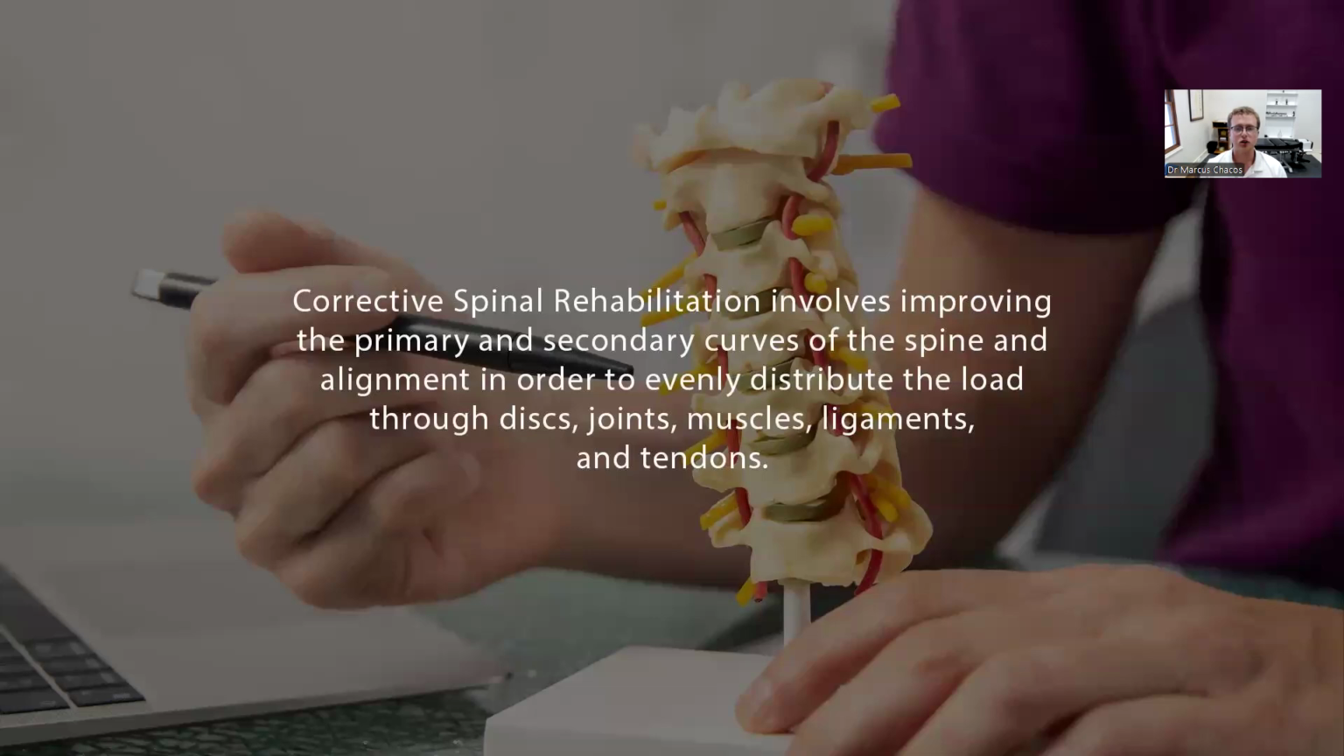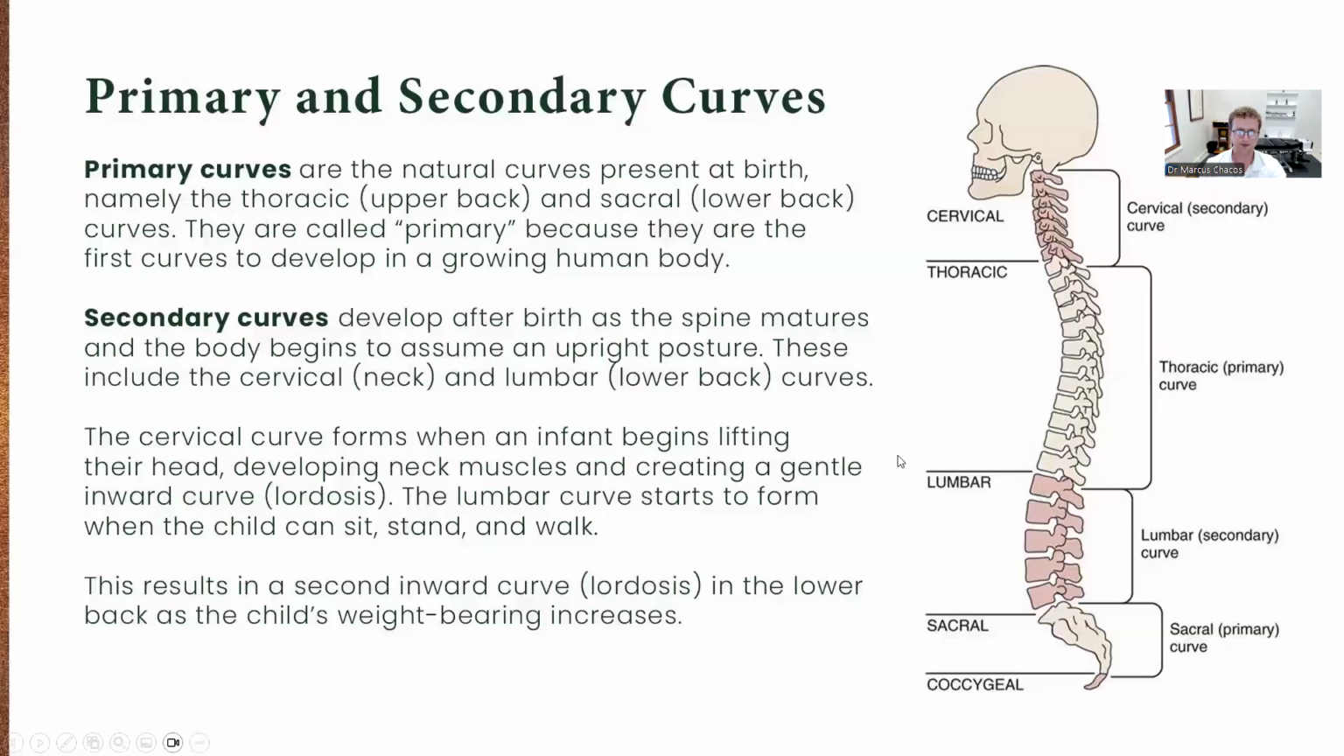So corrective spinal rehabilitation involves improving the primary and secondary curves of the spine and alignment in order to evenly distribute the load through the discs, joints, muscles, ligaments, and tendons. So the primary and secondary curves of the spine. The primary curves are made up of the thoracic spine, this mid portion here, and the sacrum.